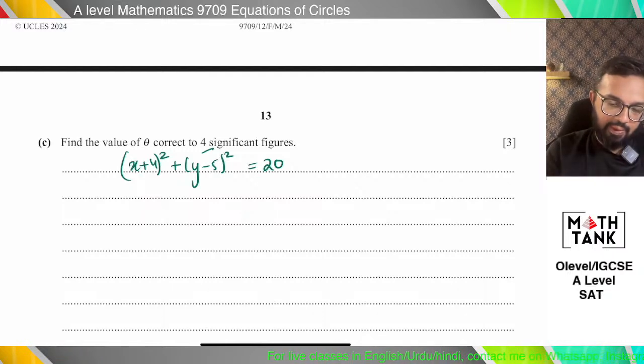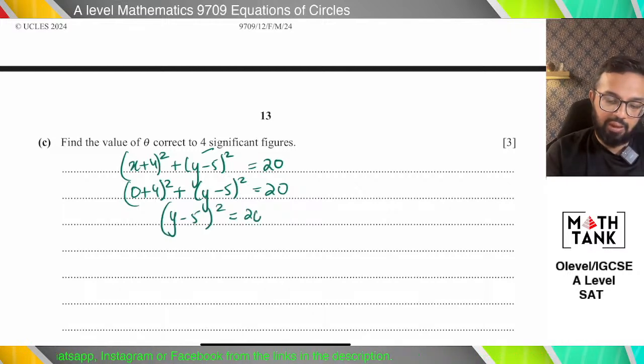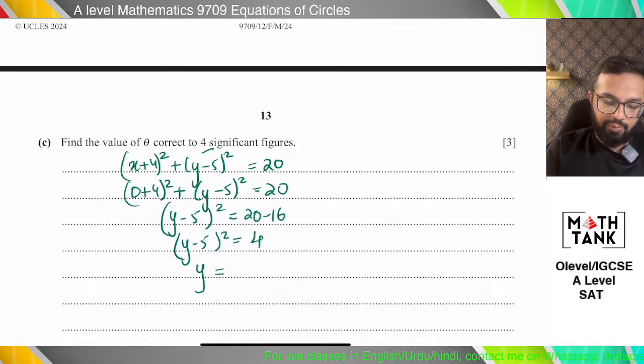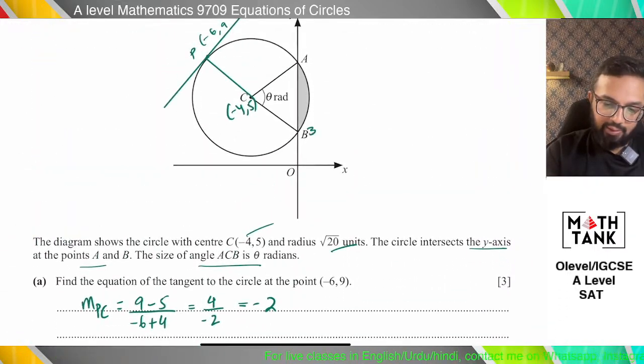Okay, so for the y-axis I have x as 0. y minus 5 whole square equals 20 minus 16, y minus 5 whole square equals 4. y minus 5 equals 2 or minus 2, y equals 7 or y equals 3. One of these numbers is 3 and the other is 7.